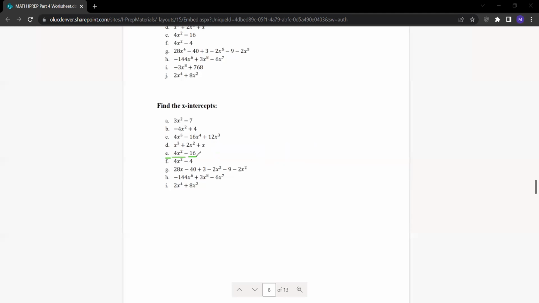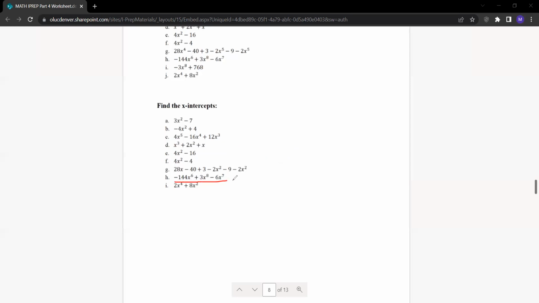So we have 4x squared minus 4. We get 4 out of there. So we have x squared minus 4. That can factor into x minus 2, x plus 2. So we see our x-intercepts are 2 and -2. Well, next we can work on part H.